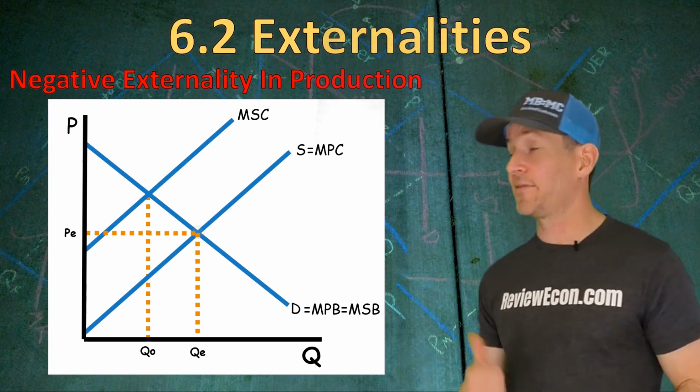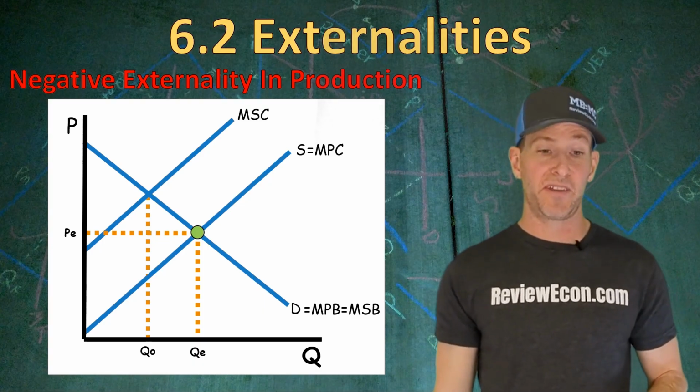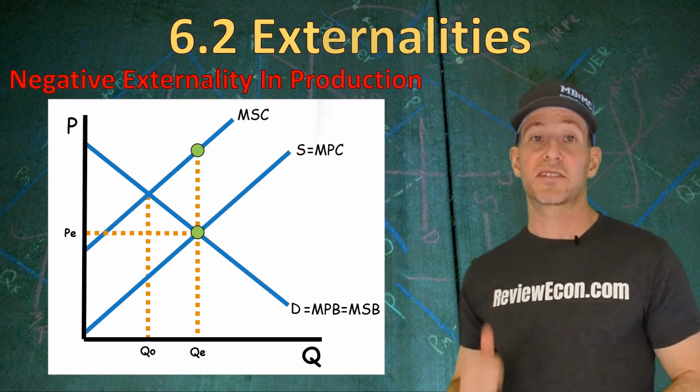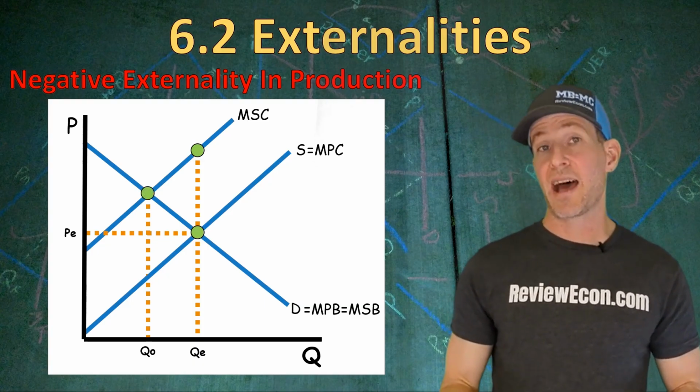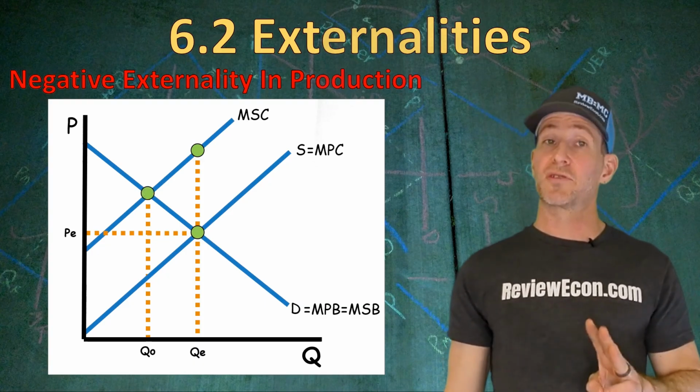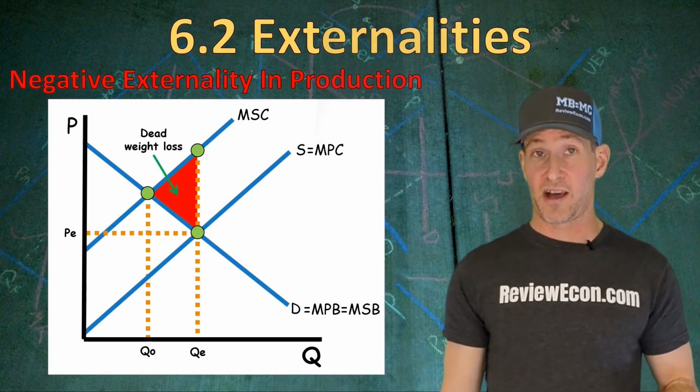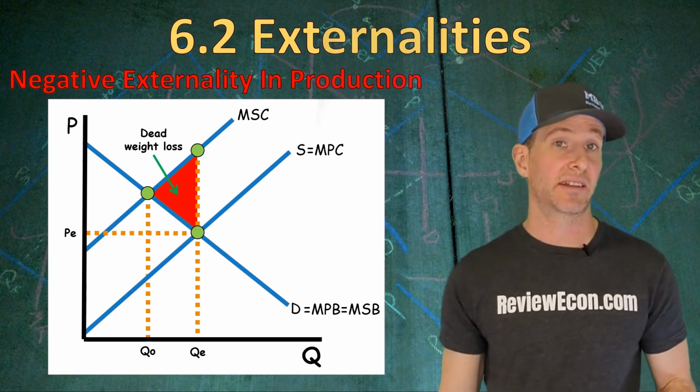At QE, we have that point of our marginal social benefit. Up above, we have the marginal social cost of that quantity. And where the marginal social cost equals the marginal social benefit, we have our allocatively efficient point. Those 3 points give us a triangle of deadweight loss created by this negative externality in production.